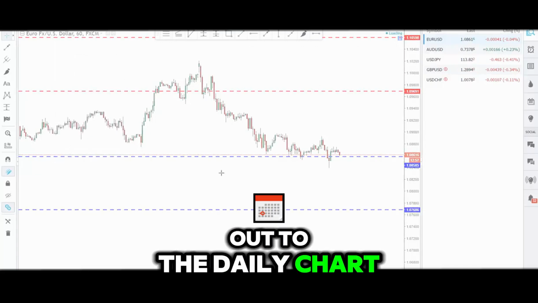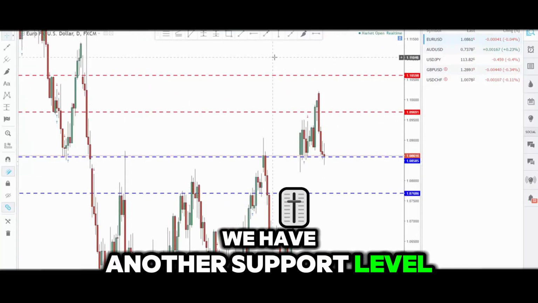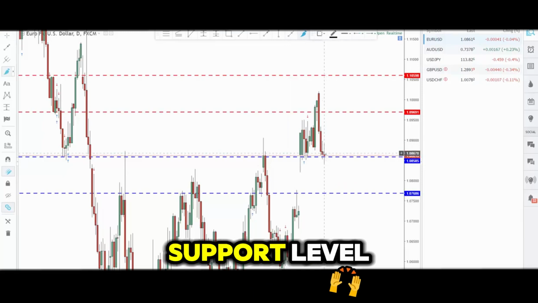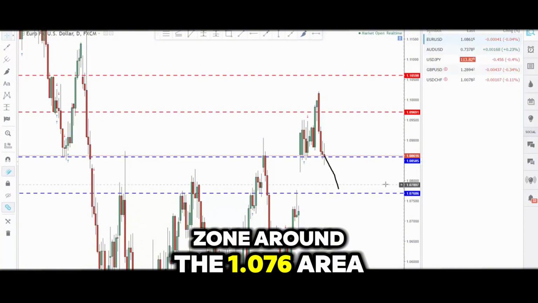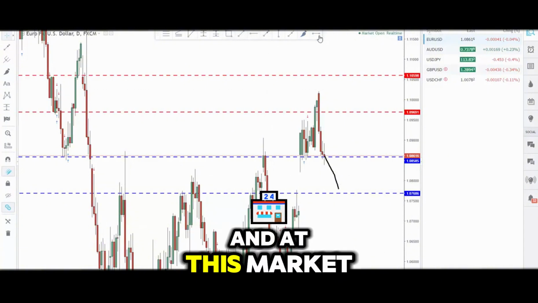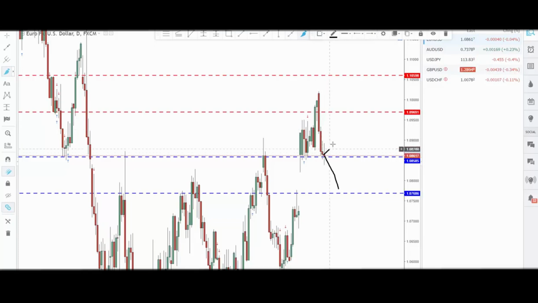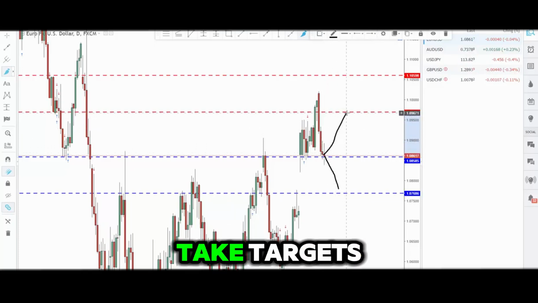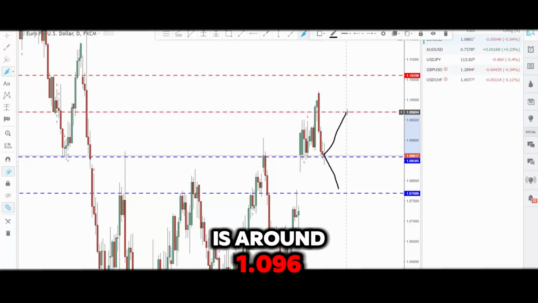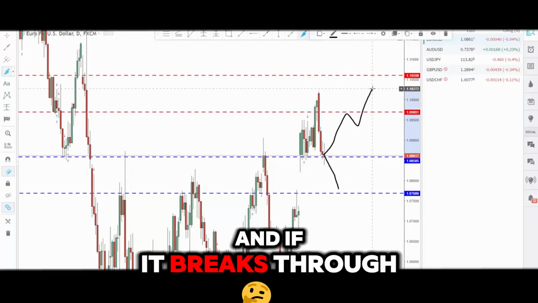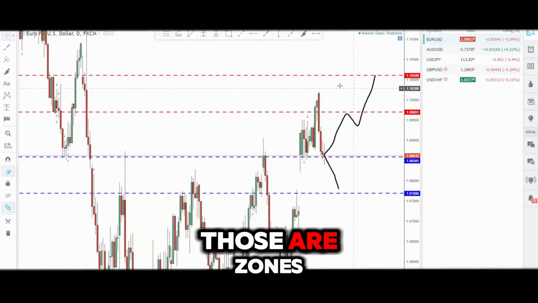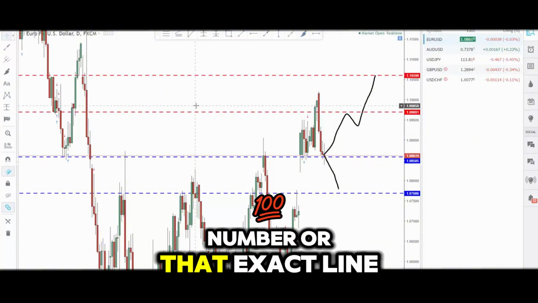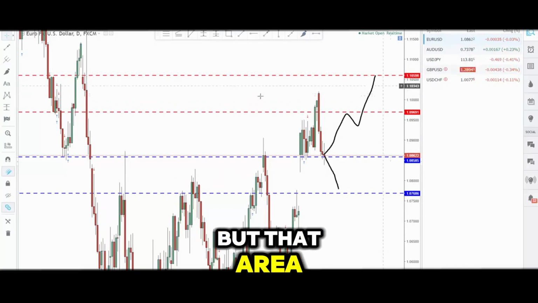If we zoom back out to the daily chart, you can see that we have another support level. If this market does not bounce off this support level and continues to fall, then we have a zone around the 1.076 area. And if this market does decide to push up from this level, then the spot where we'll be looking to take targets and possibly open a short position is around 1.096. And if it breaks through that level, we'll be looking at 1.106. And again, guys, those are zones, not necessarily that exact number or that exact line, but that area.